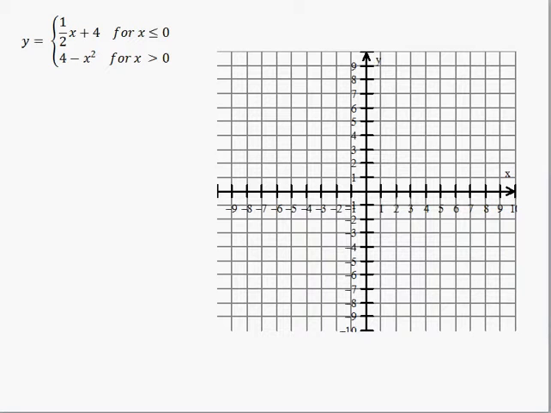I'm going to graph this thing. It's in two pieces. The first piece is when x is less than or equal to 0. That's right here. So our graph is going to be split into two pieces: on the left side of 0 and the right side of 0. On the left side of 0, it's 1 half x plus 4.